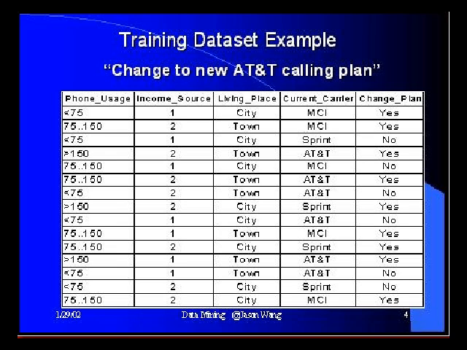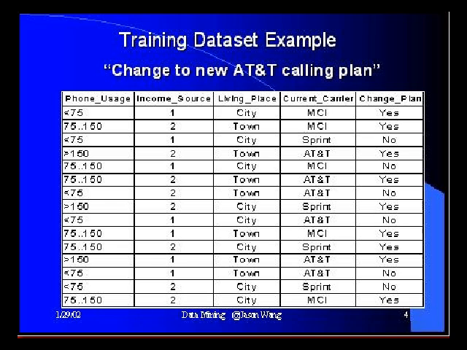You know this data. This is given. You obtain the data by, for example, making a survey or by looking into the current data in the database. If the phone usage is between 75 and 150 minutes, and suppose there are two persons who have income in this family, and this family is living in town, and the current carrier is MCI, yes, that family would like to change to the new AT&T calling plan.